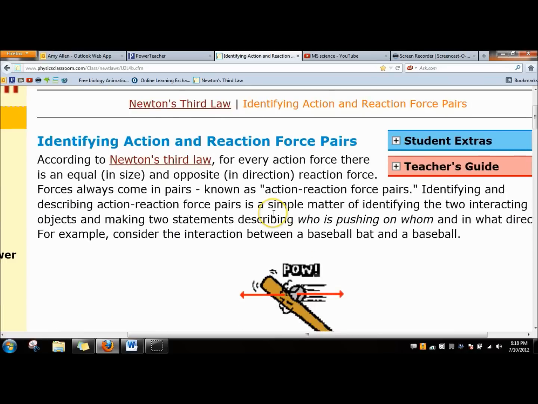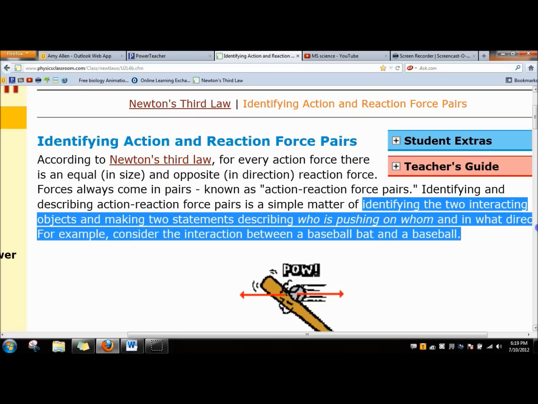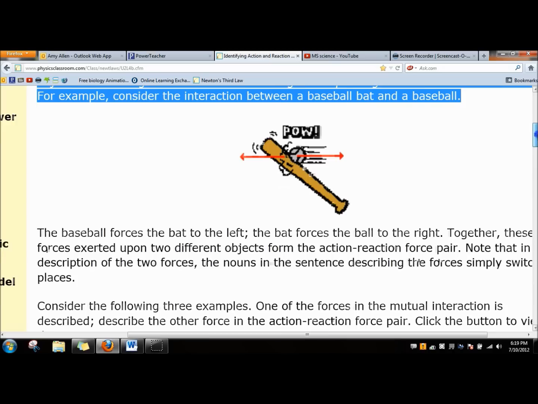We know that Newton's third law says that for every action there is an equal and opposite reaction force. Forces always come in pairs, known as action and reaction force pairs. Identifying and describing action and reaction force pairs is a simple matter of identifying the two interacting objects, and making two statements describing who is pushing on whom and in what direction. For example, consider the interaction between the baseball bat and the ball.